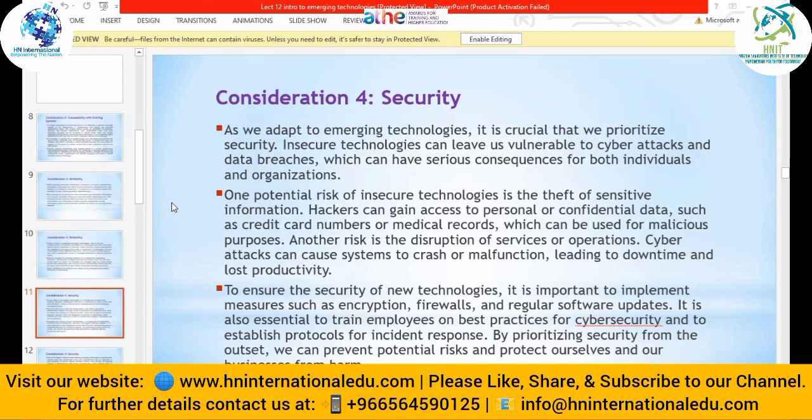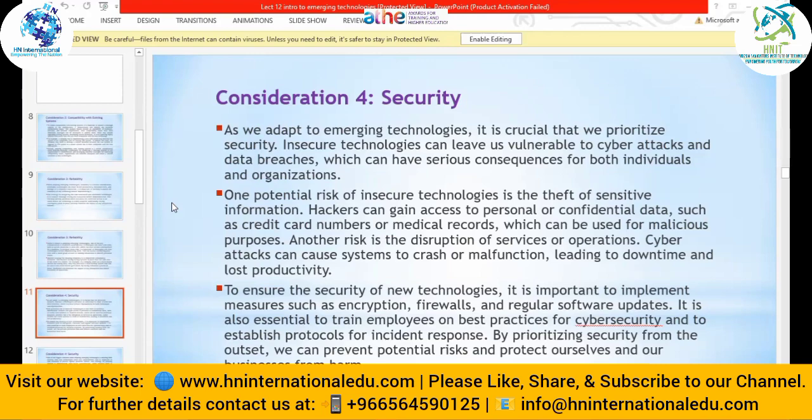Yes, really good. For security purposes, like hacking or misplacing of data, or deleting or updating of data, these types of issues. As you adapt to emerging technologies, it is crucial that we prioritize security. Insecure technologies can leave us vulnerable to cyber attacks and data breaches, which can have serious consequences for both individuals and organizations. Now, one potential risk of insecure technologies is the theft of sensitive information. Hackers can gain access to personal or confidential data, such as credit card numbers or medical records, which can be used for malicious purposes.